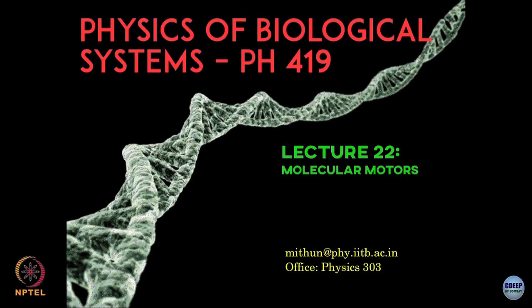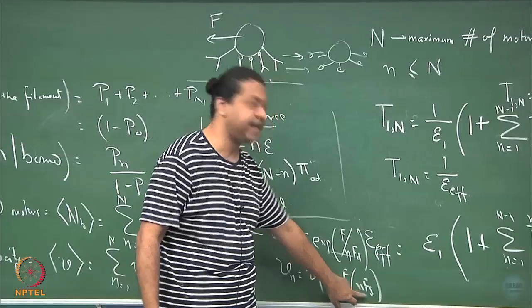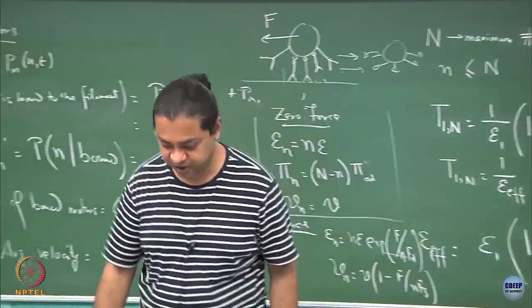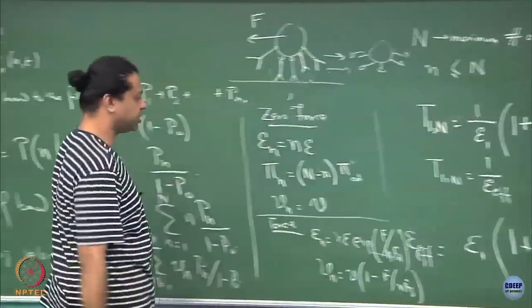If you remember, there were some peaks at 6. If you had one motor bound, then to completely stall this cargo, you needed 6 piconewtons. If you had two motors bound, you needed 12 and so on. So, the force that you need to apply to stop a cargo being carried by n motors is n times f s. And it varies linearly, which is an experimental approximation. It is true in some cases, it is not true in some other cases.